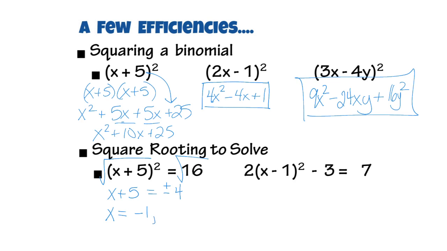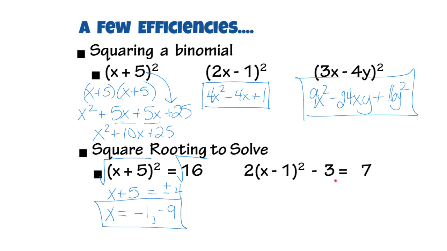If the 4 was a negative 4 and you subtracted the 5, you'd get a negative 9. And those are your two solutions. All right, so that's a pretty straightforward one where everything came out nice. Let's look at one where maybe not everything comes out quite so perfectly.